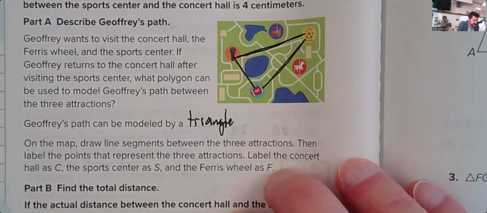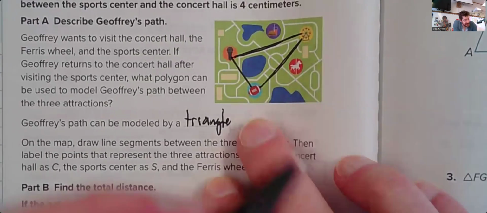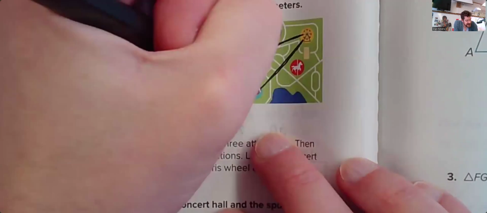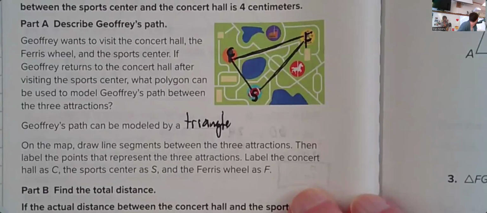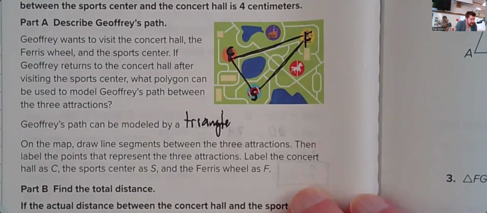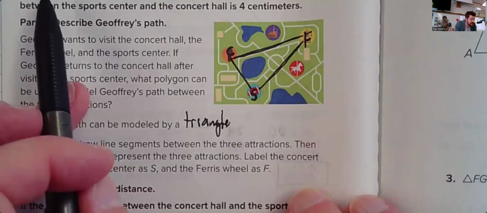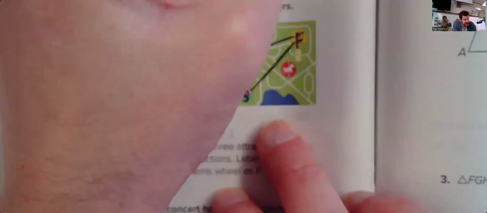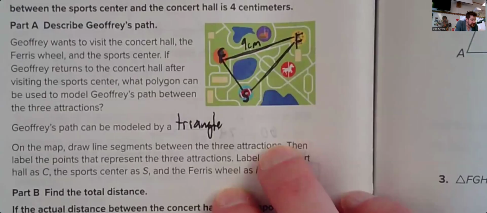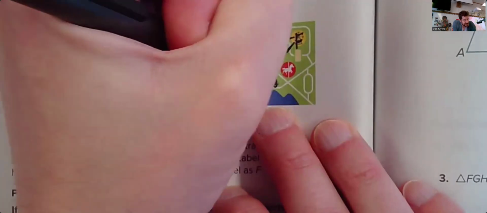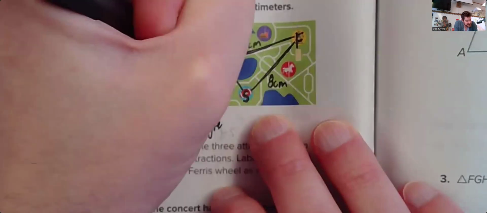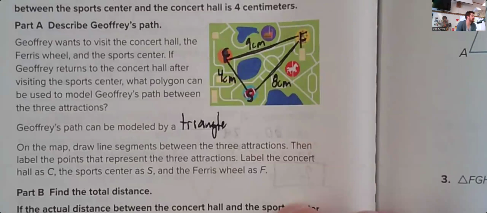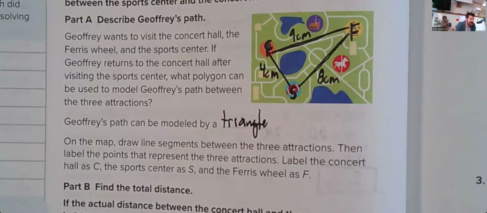Let's go ahead and label these as well. So label the concert hall as C. So there's C. Sports center is S. There's S where the football is, and the Ferris wheel is F. And let's get the distances in there as well. So it says the distance between the concert hall and the Ferris wheel is 9 centimeters. So C to F, 9 centimeters. Ferris wheel to sports center is 8 centimeters, so 8 centimeters there. And sports center and concert hall is 4 centimeters, so 4 centimeters there. Cool. All right, so those are all the distances. There's our triangular path. Find the total distance.